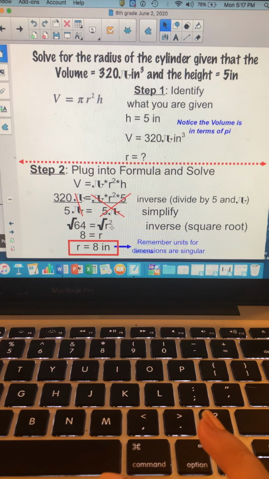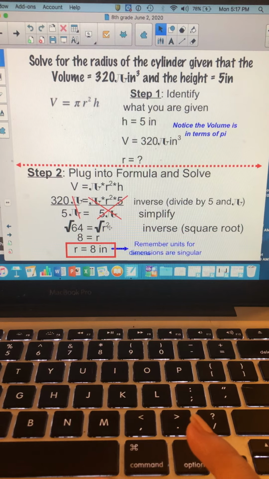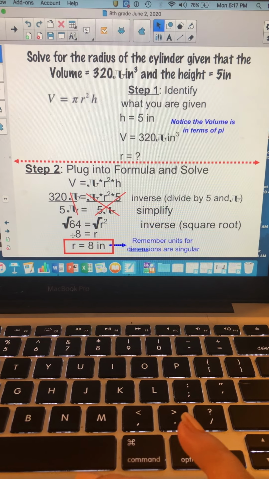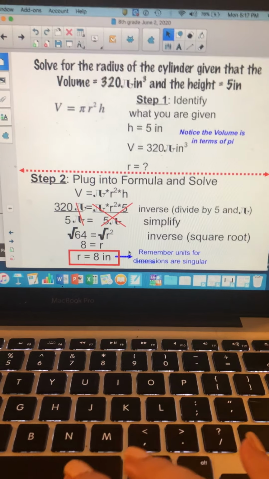And in order to isolate r to get it by itself, we have to inverse squaring, which would be square root. So we inverse both sides, and we'll get the square root of 64 is 8. So our final answer, the radius, is 8 inches.